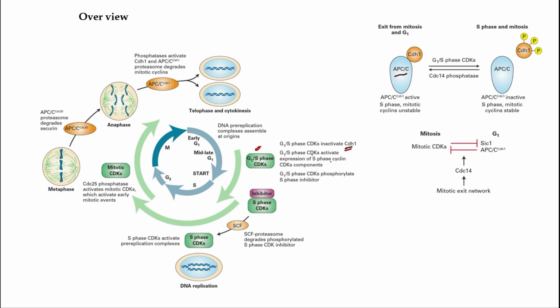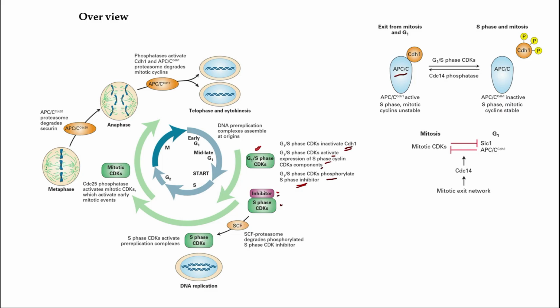The next work of the G1/S phase CDK is that it activates expression of the S phase cyclin and CDK components. Whatever cyclins and CDKs will work in the S phase, those components will be activated. The next work is that it phosphorylates the S phase inhibitor. In the S phase CDK, there is an inhibitor present that inhibits the work of the S phase. The G1/S phase CDK phosphorylates this inhibitor. When the cell enters the S phase, this inhibitor is removed.